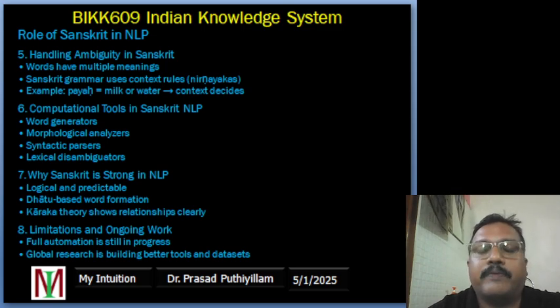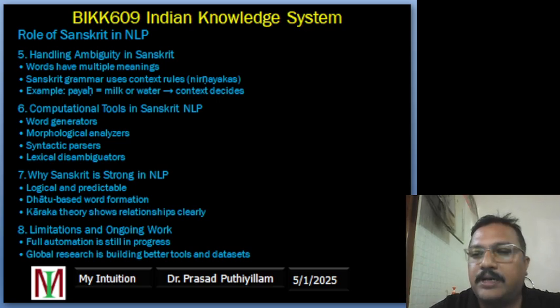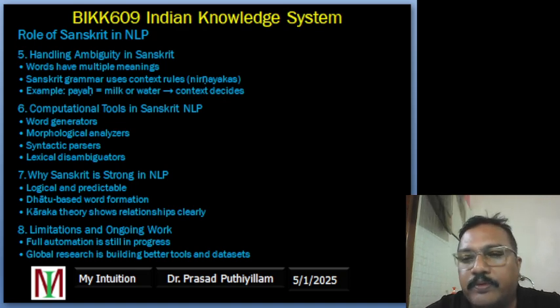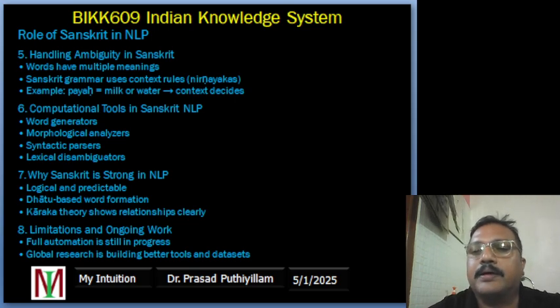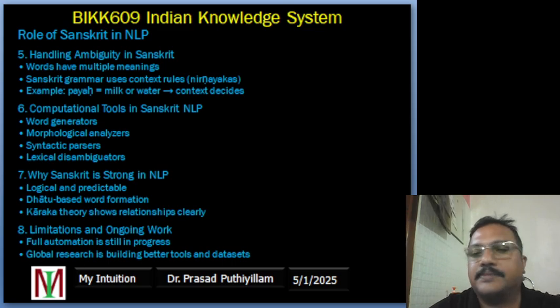So why is Sanskrit so good for natural language processing? You can say it's very logical, with few mistakes or exceptions, which makes it easy for machines to understand. The words are built from roots called dhatus, and they follow clear rules. The karaka theory makes it easy to understand who does what in a sentence. And Sanskrit is predictable, unlike languages like English, which have many exceptions.